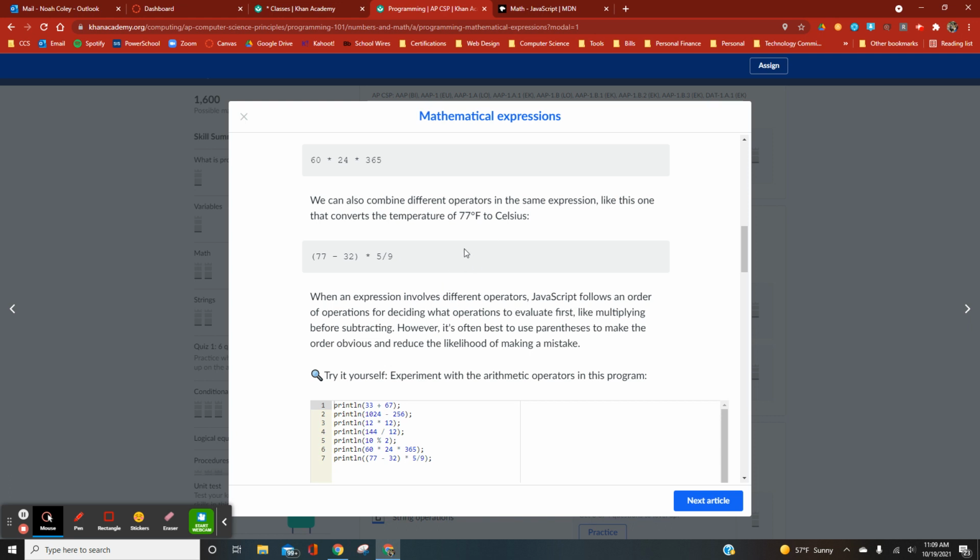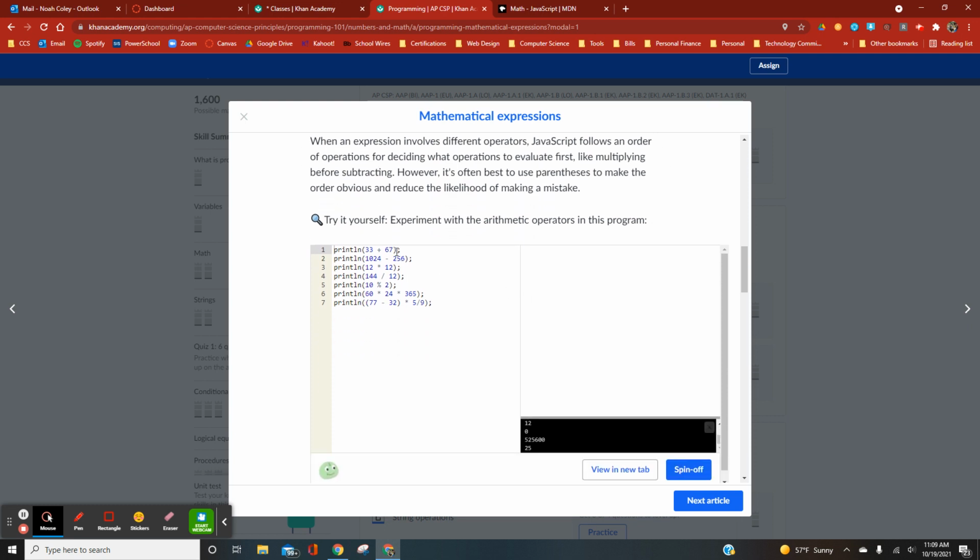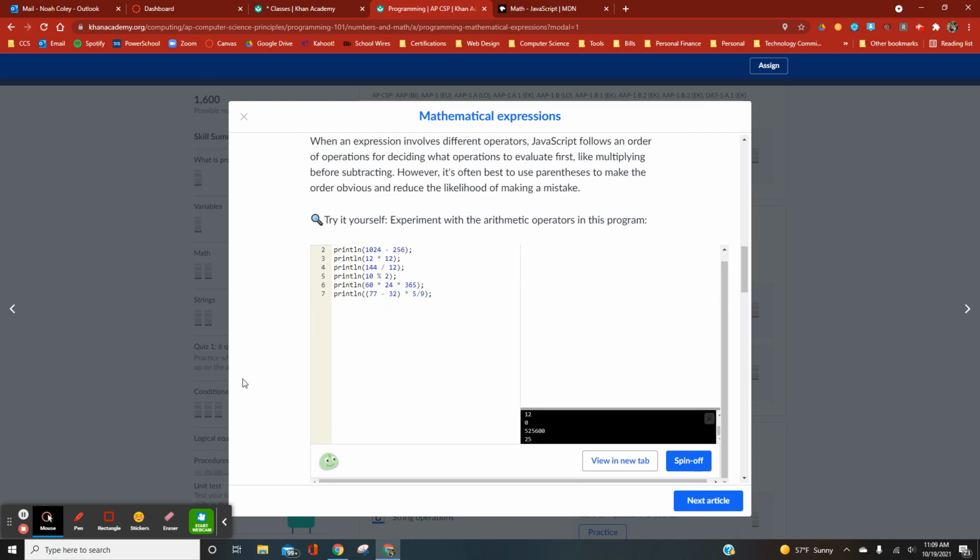the Celsius reading. Okay. When an expression involves different operators, JavaScript follows an order of operations for deciding what operations to evaluate first, like multiplying before subtracting. However, it's best to use parentheses to make the order obvious and reduce the likelihood of making a mistake. Okay, experiment with the arithmetic operators in this program.